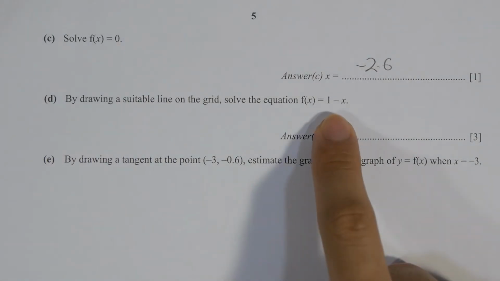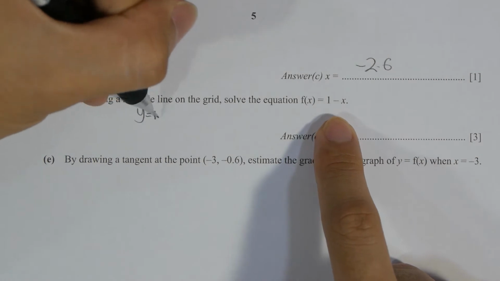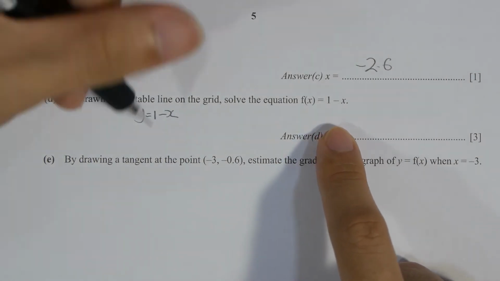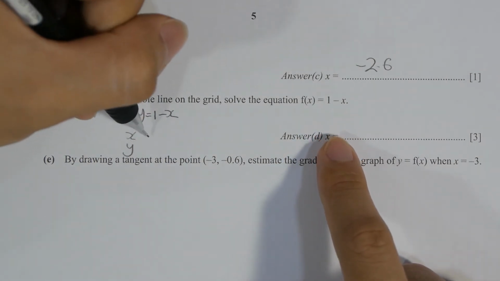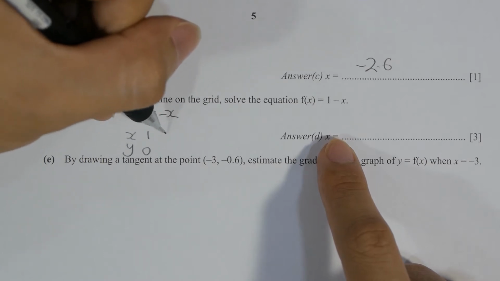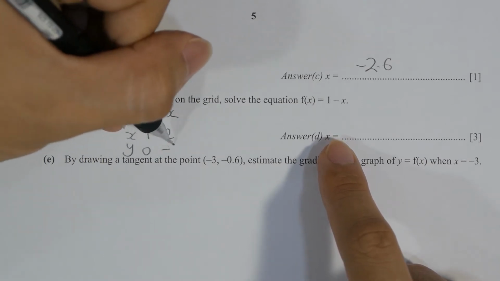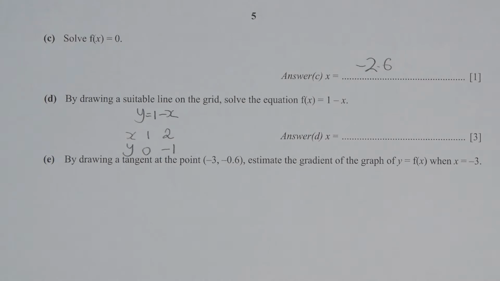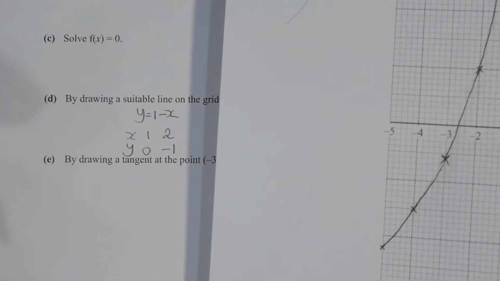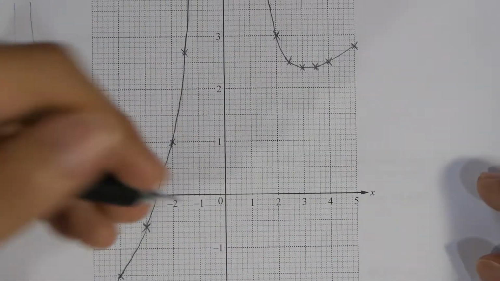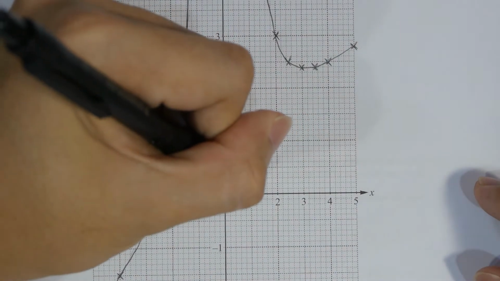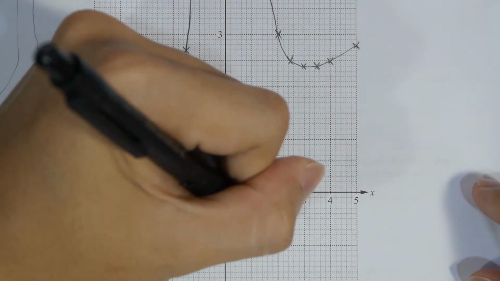For D, draw a suitable line on the grid and solve the equation. So y equals 1 minus x. For me, I substituted when x value is 1 and x value is 2. With the coordinates that we have gotten, we can now draw the line and find the intersection, which is -1.5.